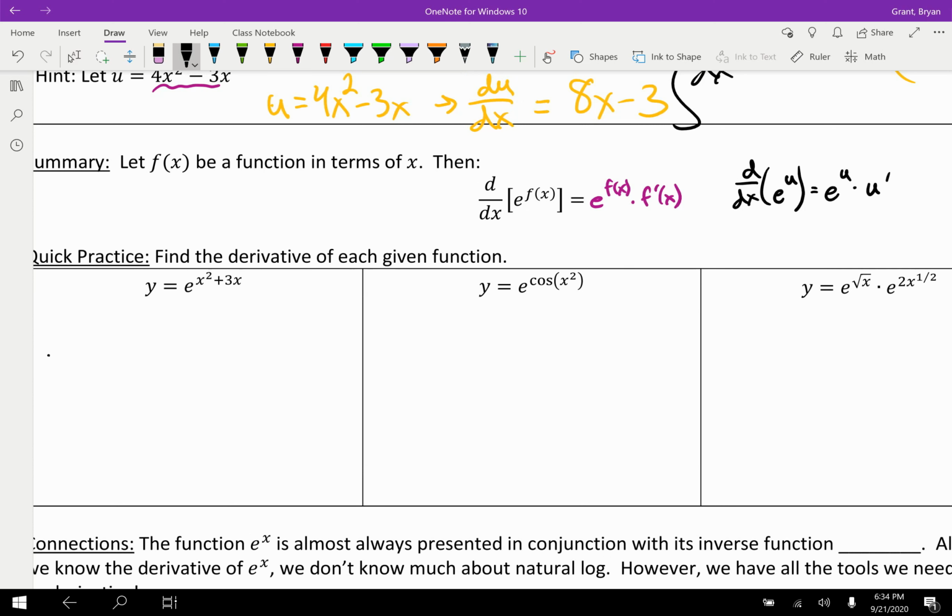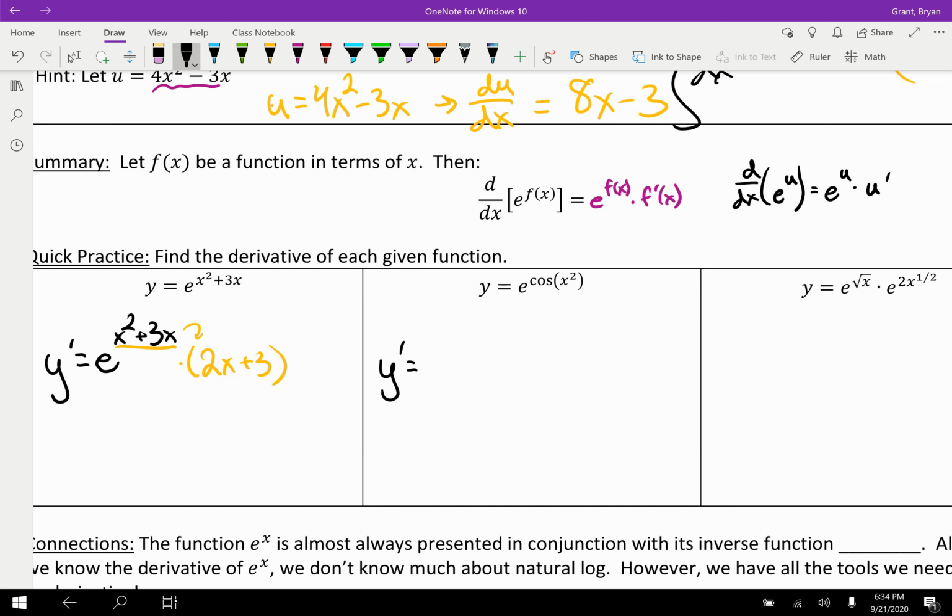Our first one, I think we don't need the u substitution. We can probably do this all at once. We get e to the x squared plus 3x when we take the derivative. That stays exactly the same. But then we need to multiply by the derivative of our power. And this thing we're multiplying by is not a power anymore, and it is 2x plus 3. You could see some people write that in front of the e as well, but you do still need the parentheses.